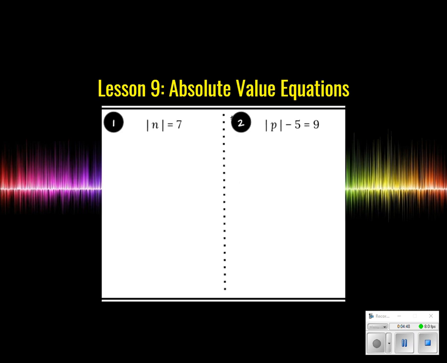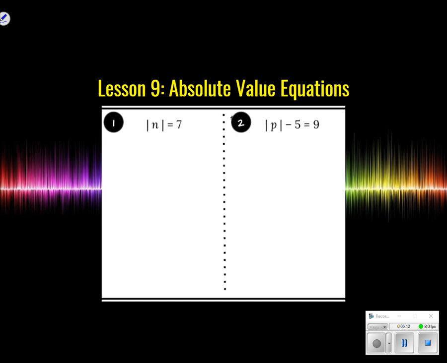So number 1 is very straightforward. All I have is a variable inside absolute value bars, and it equals a number. So you usually get to this very easy situation pretty quickly in some cases, so you don't have to do a whole lot. I check, does it equal a negative number?